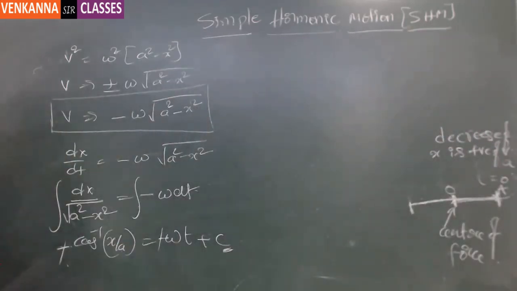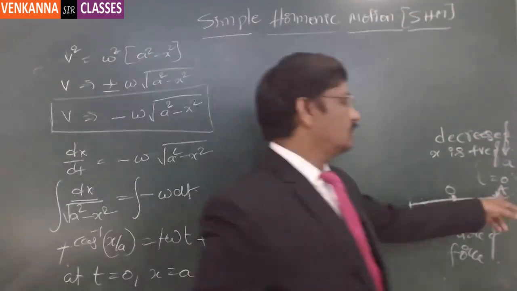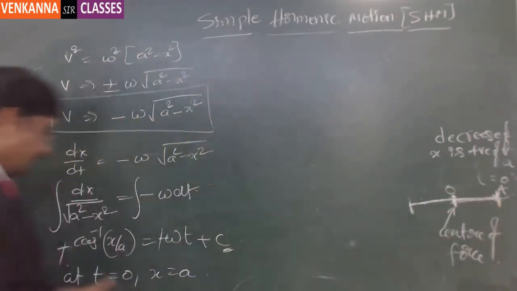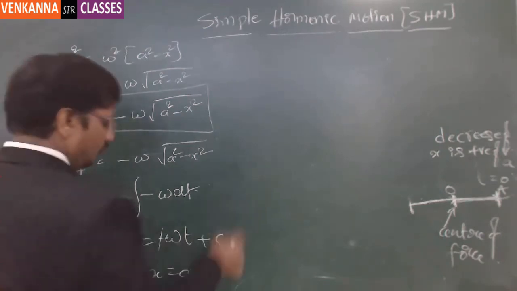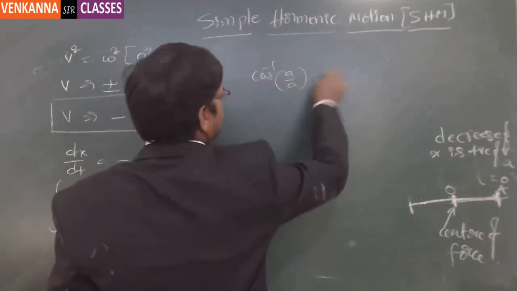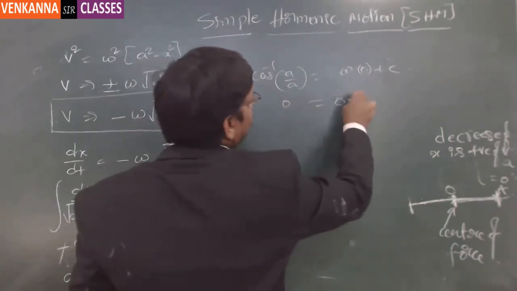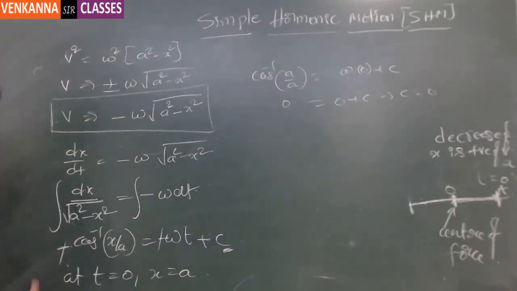If you substitute the initial condition, that is at t equal to 0, x equal to a. So that is the initial condition. At t equal to 0 is this location, and that is at x equal to a. Then if you substitute here, a by a is 1, so cos inverse of 1 is 0, and 0 is equal to 0 plus c. Cos inverse of a by a is equal to omega times 0 plus c. So 0 equals 0 plus c, which implies c equals 0. So the arbitrary constant value is anyway coming out to be 0.